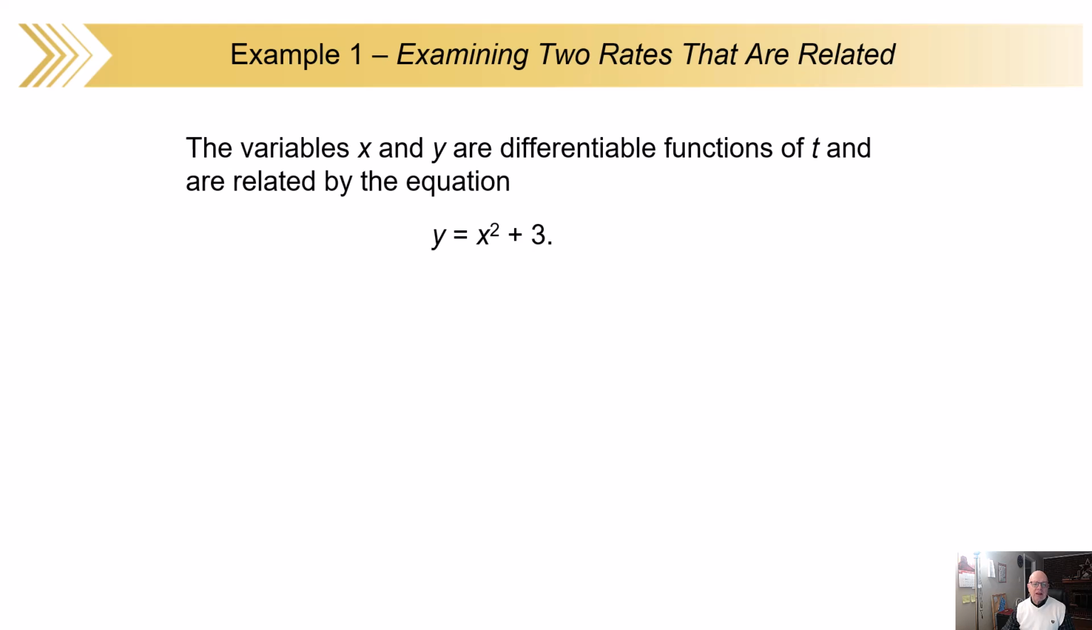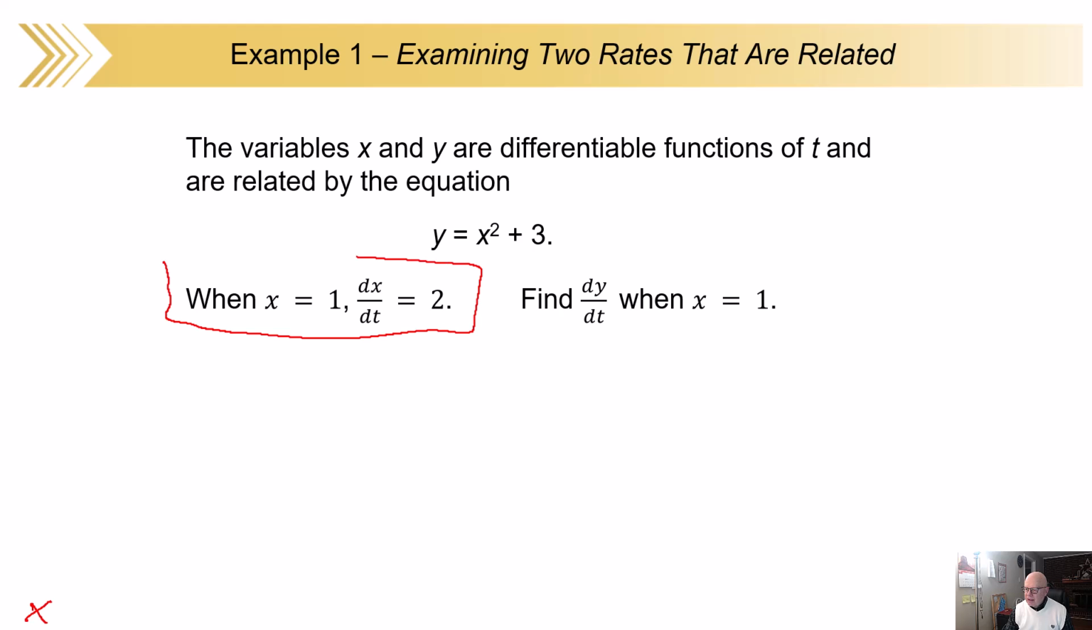So we'll look at one that's a little bit different. Here, x and y are differentiable functions of t. That means they're continuous and we can differentiate them. They're related. y equals x squared plus 3, as you can see. So before we differentiate, here's a sample type of problem. Let me check my pen, make sure it's working good. There we go. So here's a set of variables.